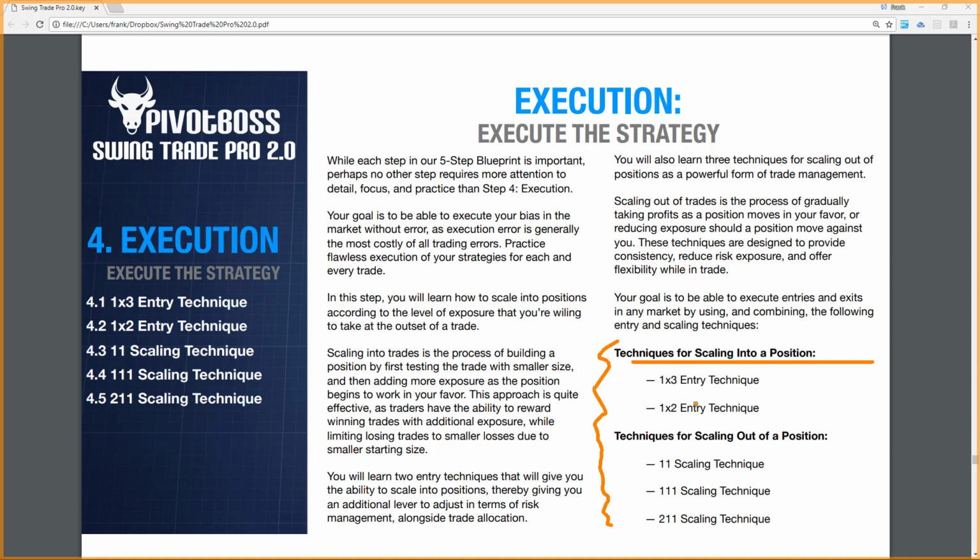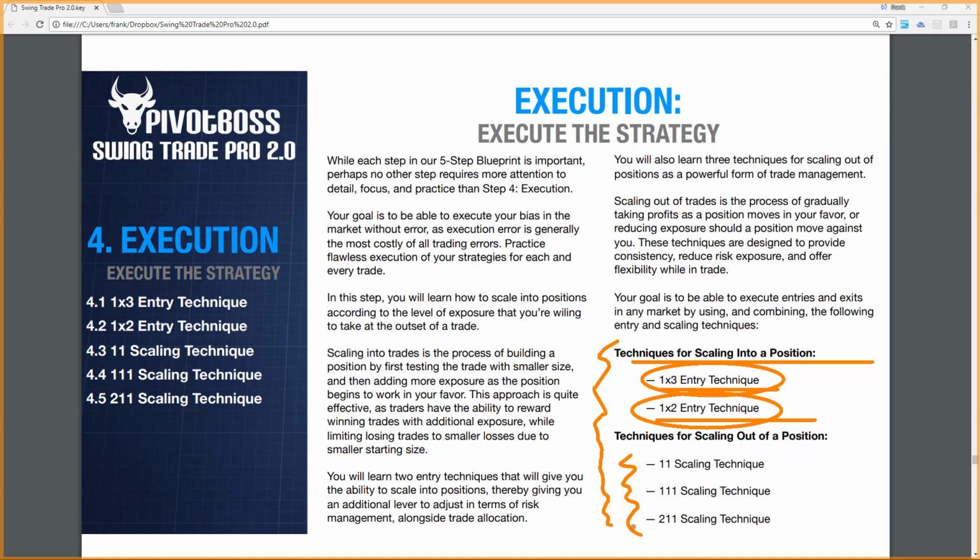So techniques for scaling into positions, we're going to use the 1x3 entry technique and the 1x2 entry technique. So basically you're entering in thirds or entering in halves. And by doing that, again, you are testing smaller size on that entry, and should that position take a loss, you're also going to basically lose less money because of the smaller starting size.